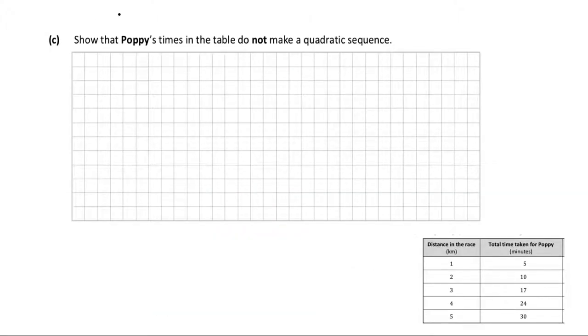Next, we need to show that Poppy's times in the table do not make a quadratic sequence. One way to find out whether a sequence is quadratic or not is to look at all the elements in the sequence. So in this case, we have 5, 10, 17, 24, and 30. And a test for whether a sequence is quadratic or not is to look at differences between different elements and then differences between those differences, which is known as the second difference. So let's take a look at that.